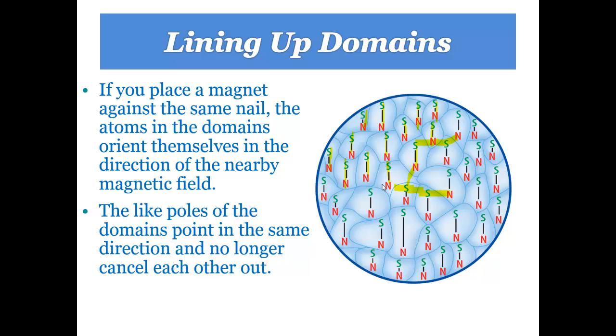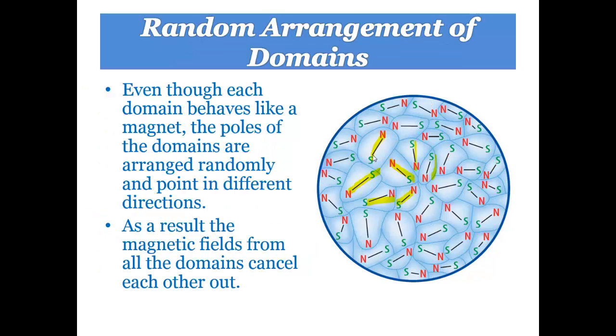So now you would have a magnet. Magnet, no magnet: disorganized, organized. So in order for them to be a magnet, they have to have an organized domain.